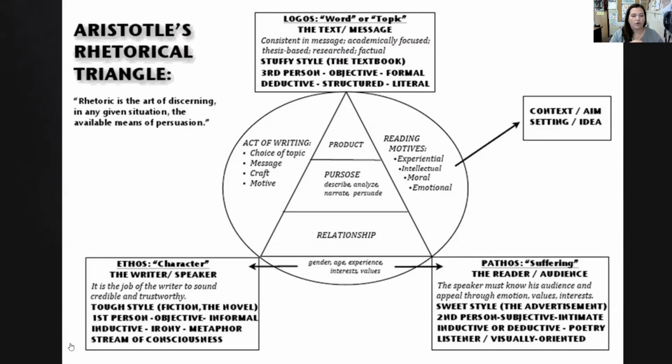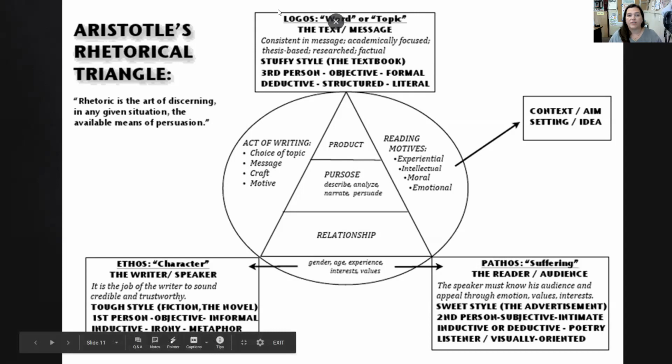So on the bottom, we have ethos or character. Actually, ethos is how it should be said, ethos. Ethos or character, the writer or speaker, it is the job of the writer to sound credible and trustworthy. And so if we can trust the person who's talking, if the person tells us something about their background or something about their certifications, that is an example of an appeal to ethos. And so we know that we can trust them. So if in the speech that we're reading, Roosevelt tells us something about who he is, or we know who he is, we could say that that is an example of ethos.